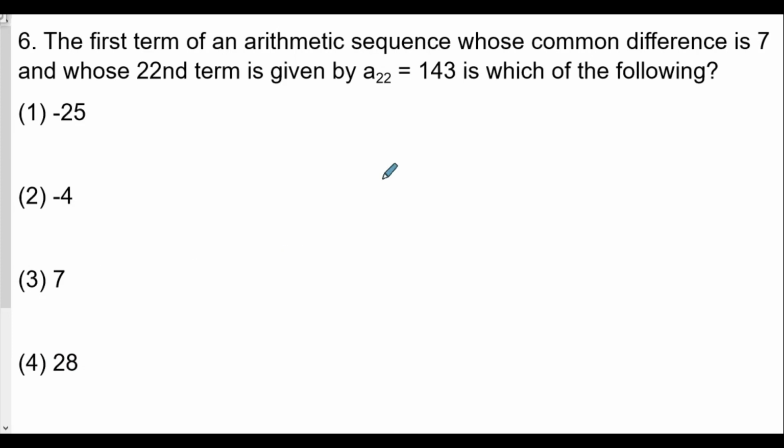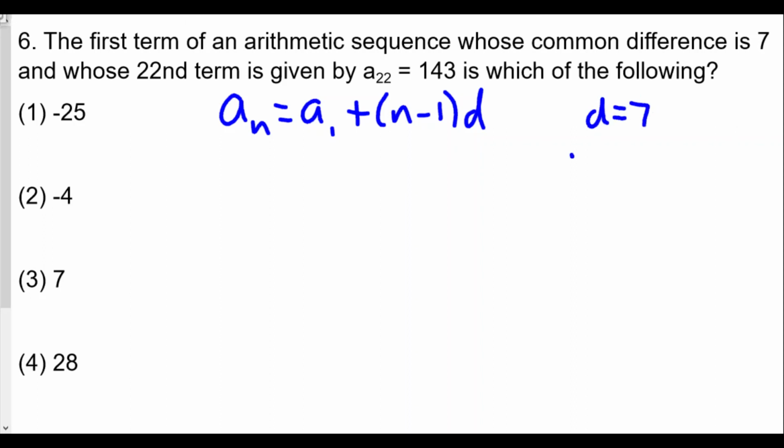Now question number 6. The first term of an arithmetic sequence whose common difference is 7 and whose 22nd term is given by 143 is which of the following? So again, we're going to use our formula here. a sub n equals a1 plus n minus 1 times d. Again, this is to find the nth term of any arithmetic sequence. But they tell us d is equal to 7, and a22 equals 143. All right, so that means when n equals 22, a n equals 143.